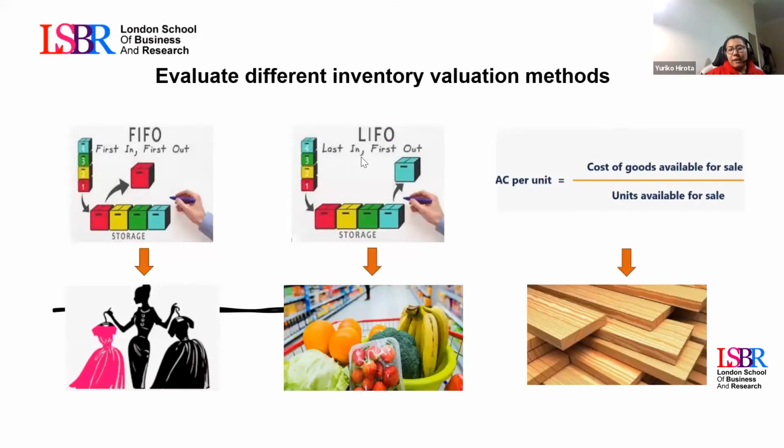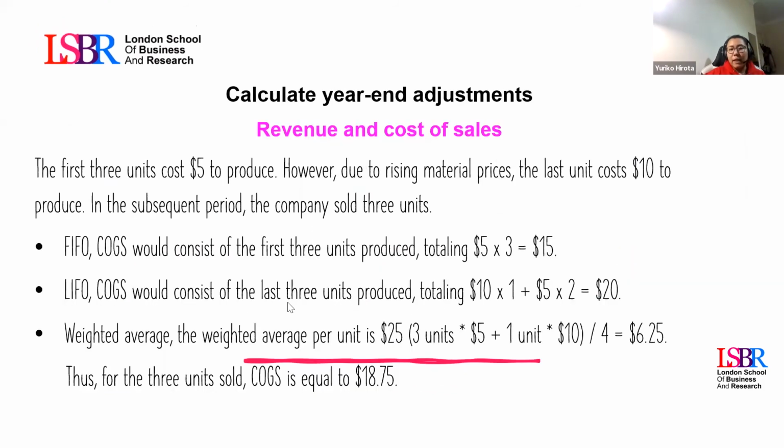Last in, first out. So it means that if we sold 3 units, but the last cost was 10, so 1 unit multiplied by 10, because it was the last unit that entered the inventory, plus 2 units multiplied by 5, because in order to complete the 3 units we need 2 units at 5 pounds. So the total of the entry, or the total of the adjustment, will be 20. This is in the case of the second valuation method.